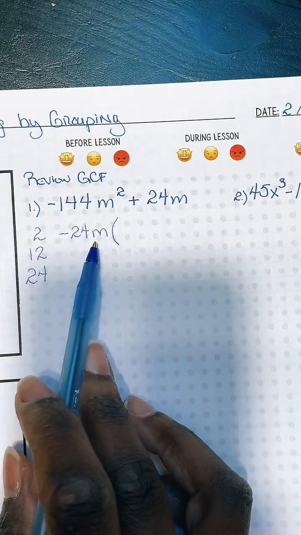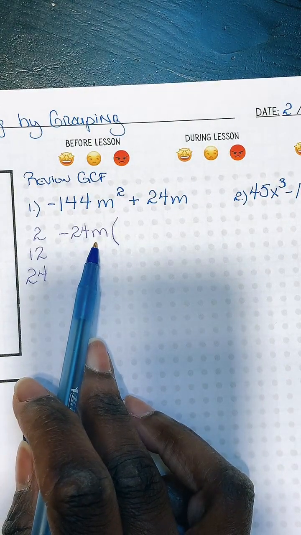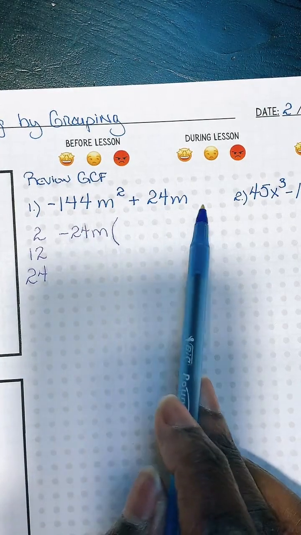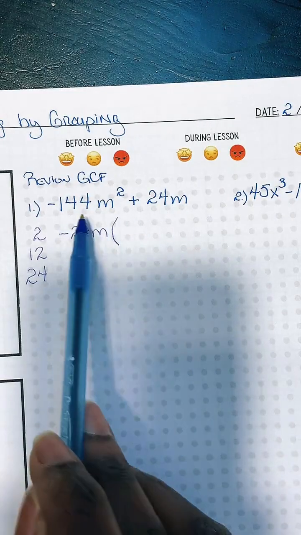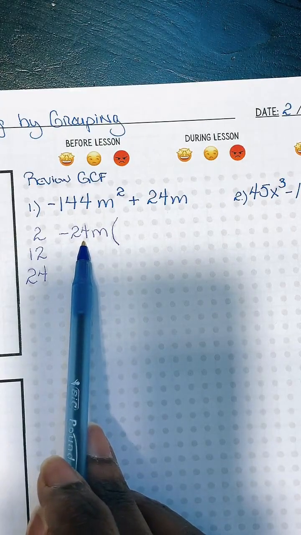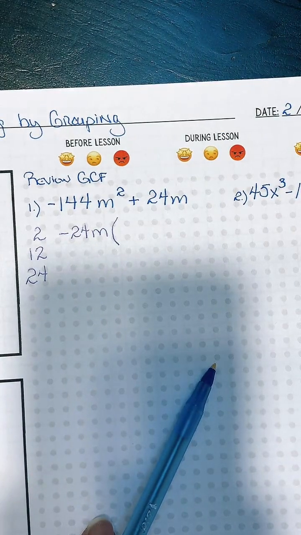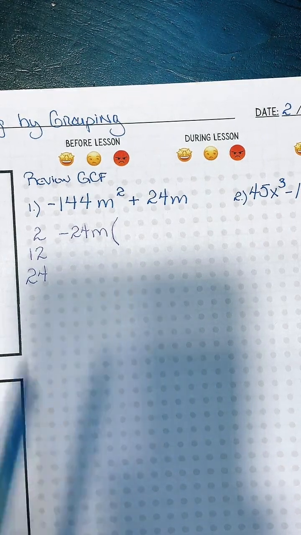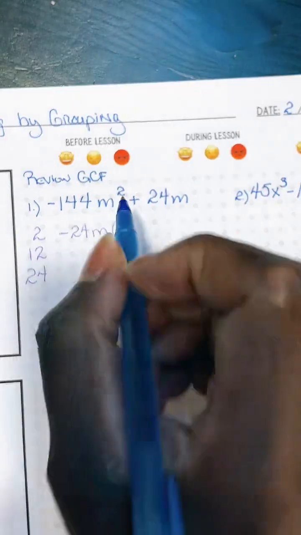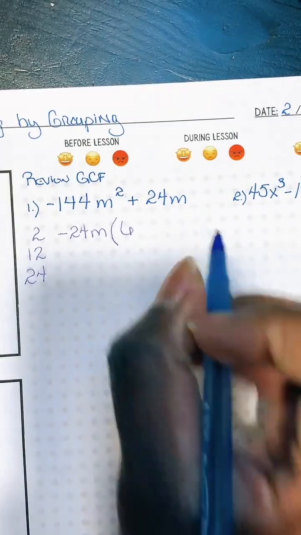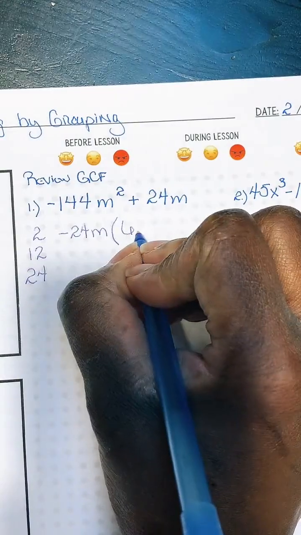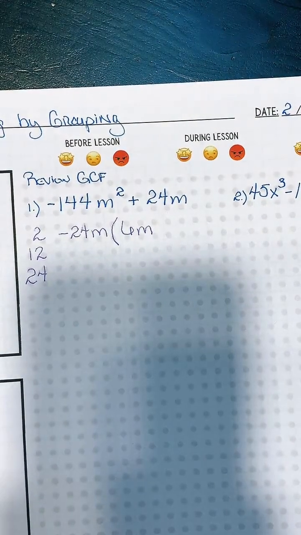So since we have our negative 24m, now we want to take a look at the remainder. What we have to do is take our original and divide it by our GCF. A negative divided by a negative will give me a positive. Then 144 divided by 24 will give me 6. And since I have two m's here, I pull one m out. That means I have one m that remains.